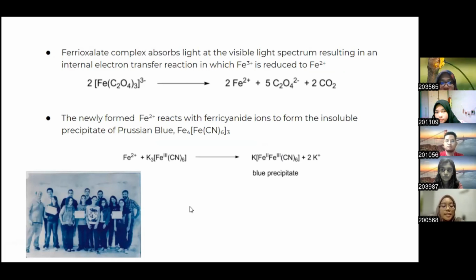The reaction that occurs throughout the process is that when the ferrate oxalate complex absorbs the light, it will cause electron transfer that reduces ferrum 3 plus to ferrum 2 plus. And then the newly formed ferrum 2 plus will react with ferrum 3 plus from ferricyanide ions to form a blue precipitate, which is the Prussian blue. So here is an example of an image that has been shown in the journal article.